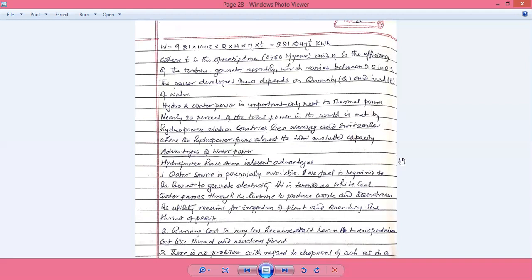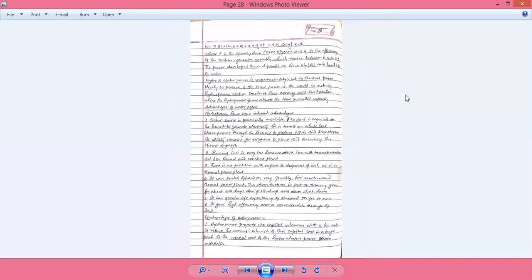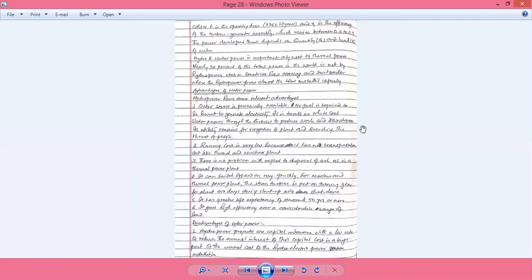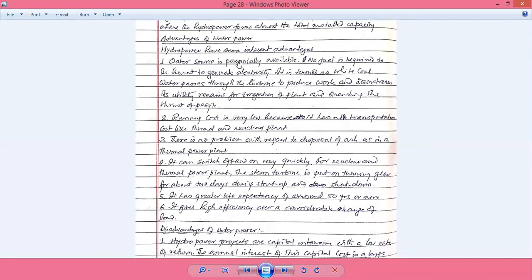Now, advantages of water power. What are the advantages? Hydro power has some inherent advantages. What is that? The water source is perennially available. No fuel is required to be burned to generate electricity, and it is termed white coal. It is always available, perennially available, and no fuel is required to burn. It is called white coal.